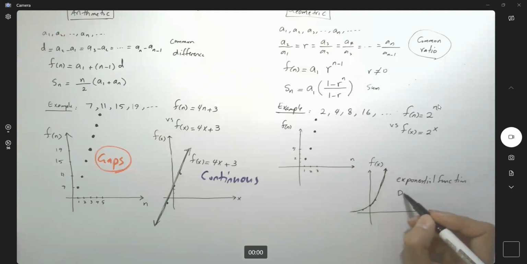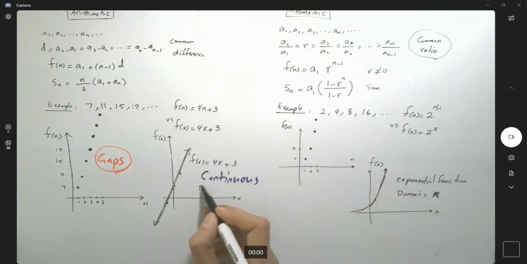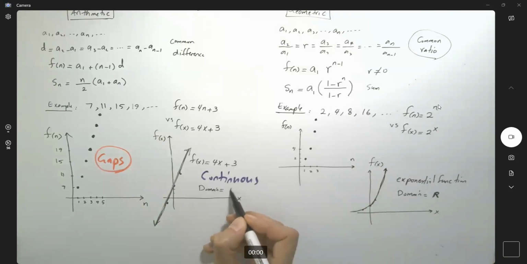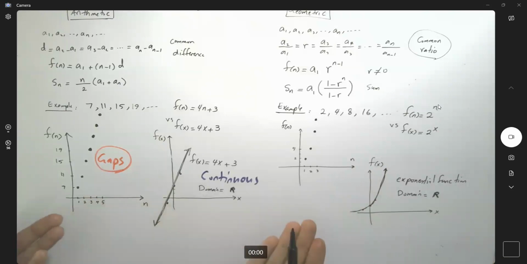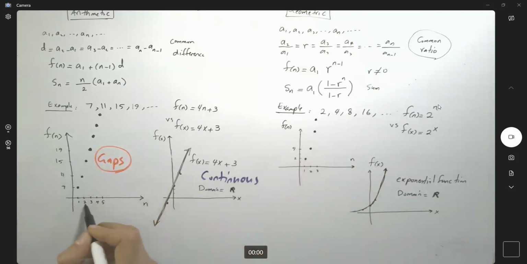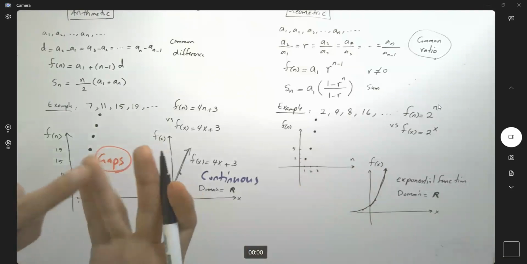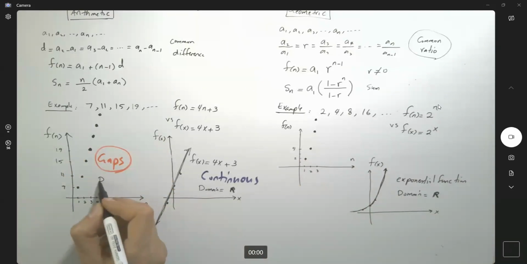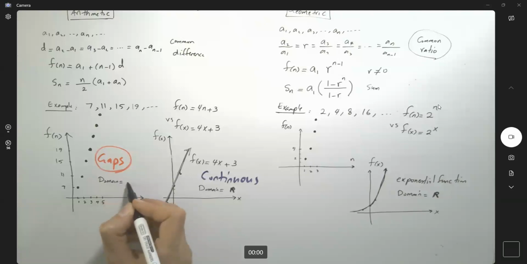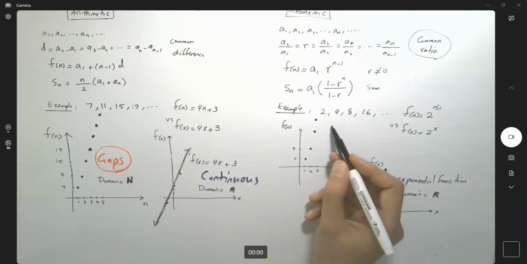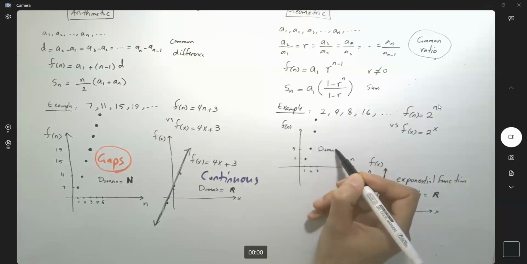What's the domain? Domain is R. You are allowed to plug in anything here. But if I ask you, what is the domain of your sequence? The domain is N. You need to be able to count 1, 2, 3, 4. Domain is N, natural numbers. The domain of this function with gaps is natural numbers.